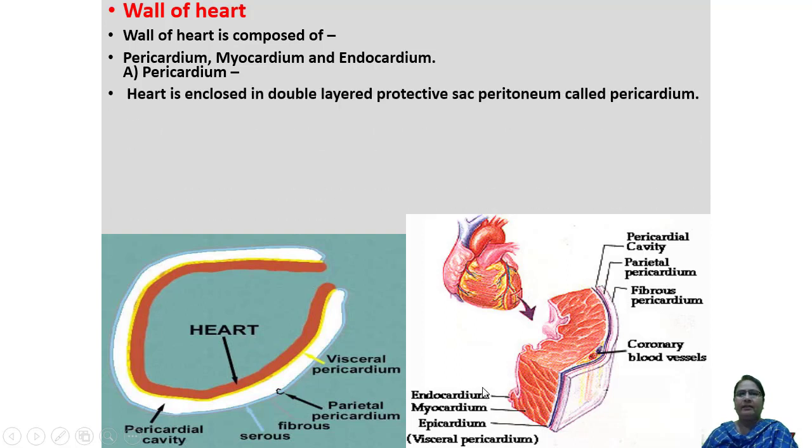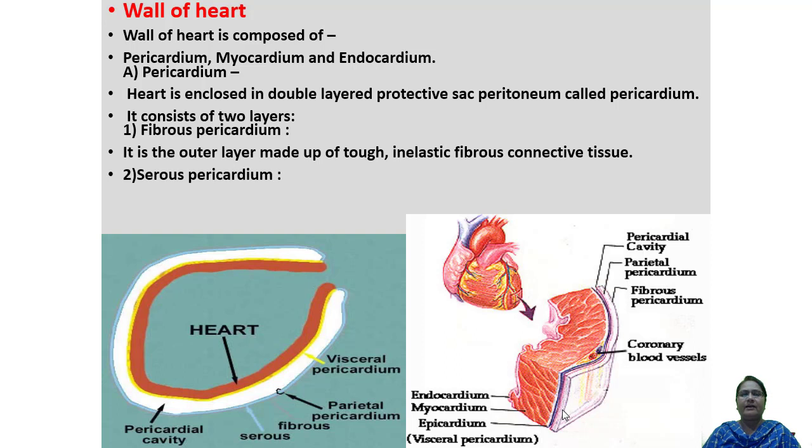Okay. Then first we shall see the pericardium, that is the outermost layer. The heart is enclosed in a double layered protective sac called the pericardium. It consists of 2 layers. First is the fibrous pericardium. Second one is the serous pericardium. The fibrous pericardium is the outer layer made up of tough inelastic fibrous connective tissue.